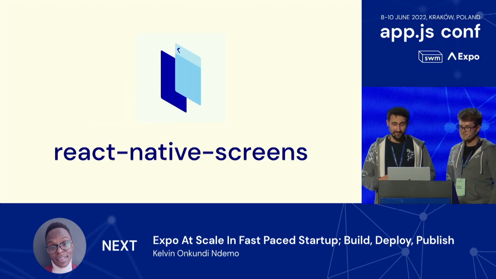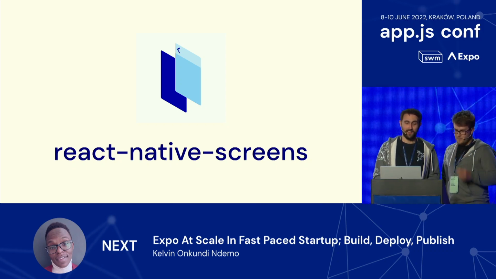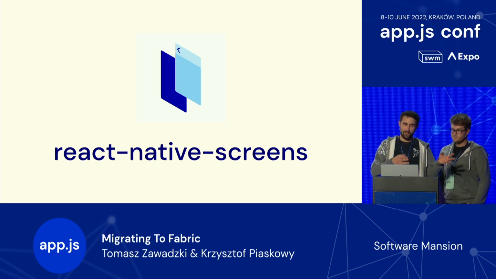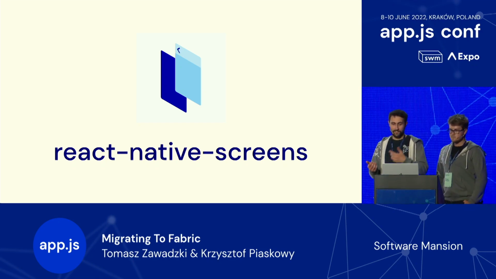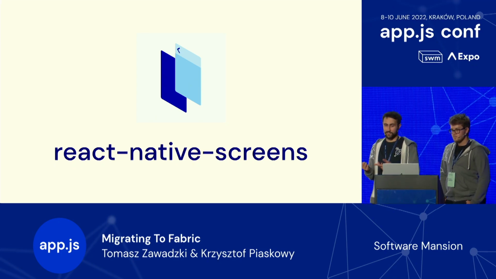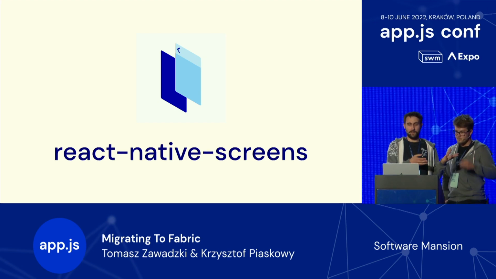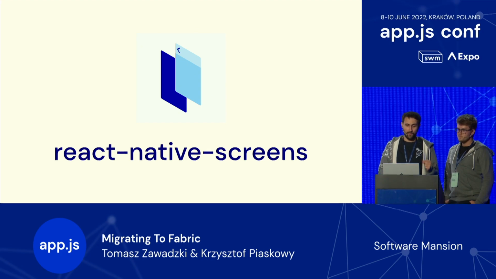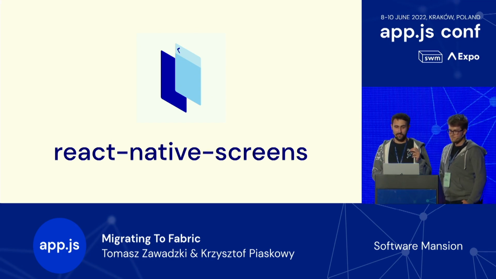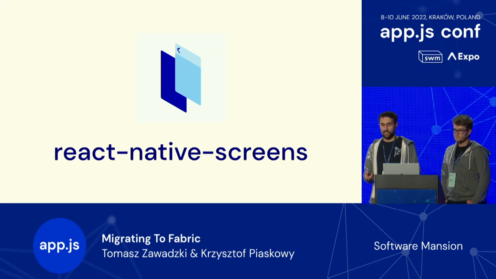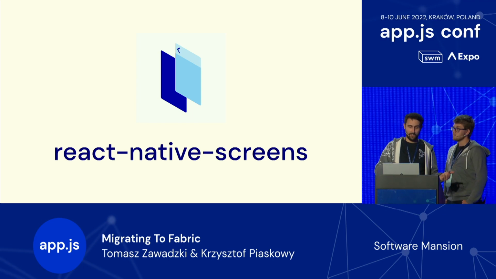So let's talk more about our libraries. React Native Screens. This library provides platform navigation components to React Native. Moreover, this is a dependency for React Navigation. During the migration to Fabric, we encountered some issues. For example, we discovered that Fabric changed the order of mounting or unmounting the child views. Now, this is bottom-up instead of top-down.